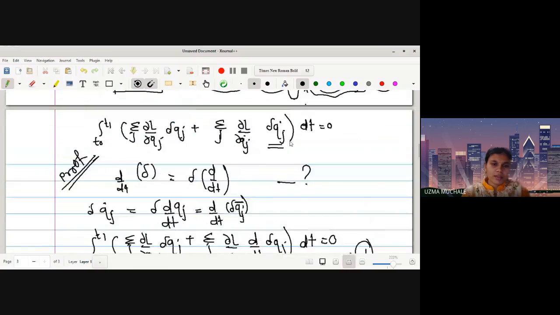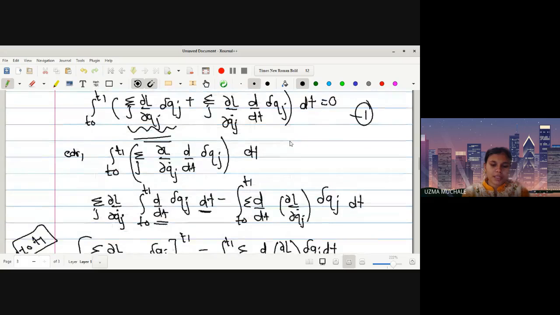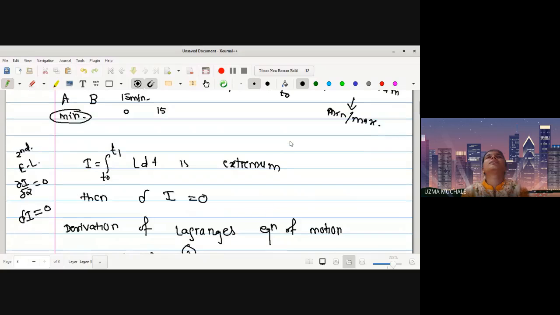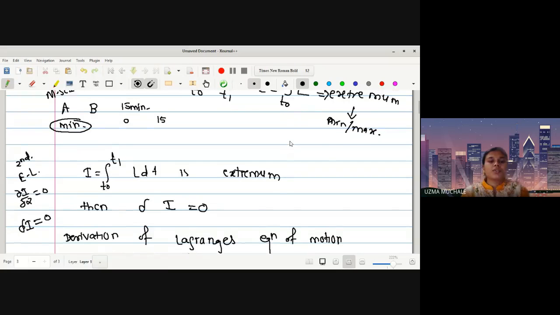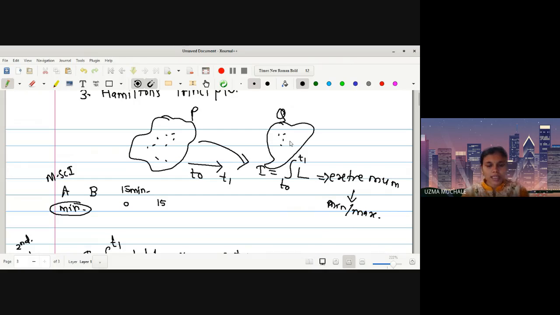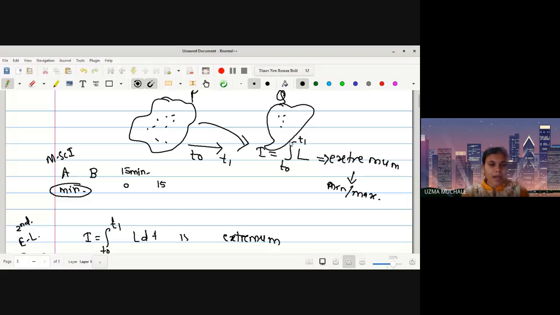What is given to us? We have to use Hamilton's principle in such a way that we prove Lagrange's equation of motion. For that, what is given is a system of n particles which will move from point A to B, or point P to Q, within the time interval T0 to T1. Out of all those possible paths, the system will choose a path along which the line integral of the Lagrangian is extremum. The example I have given you: a class of MSc first year mathematics is allowed to move from point A to B within 15 minutes.